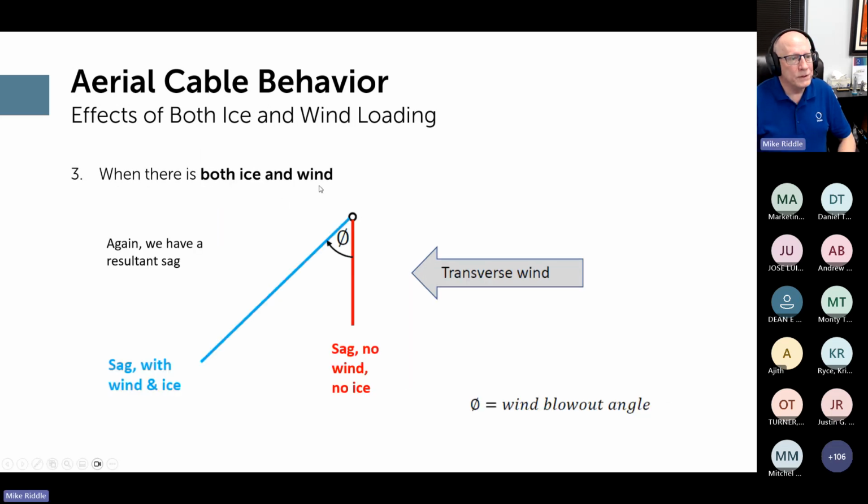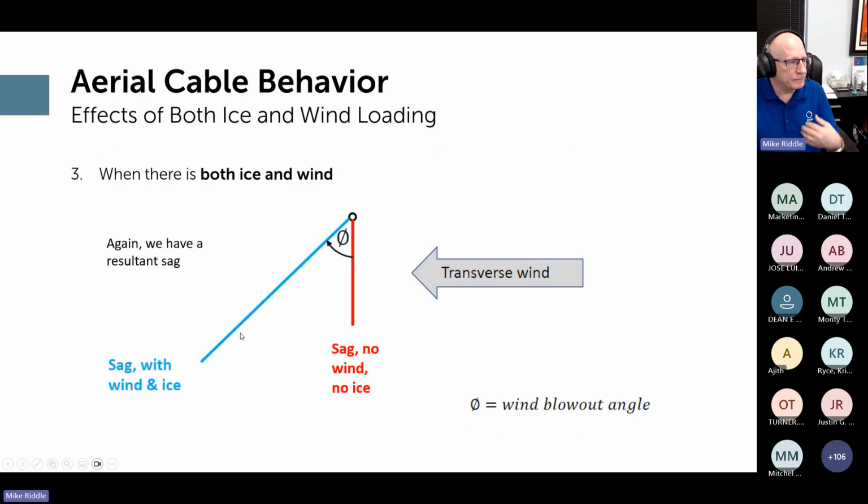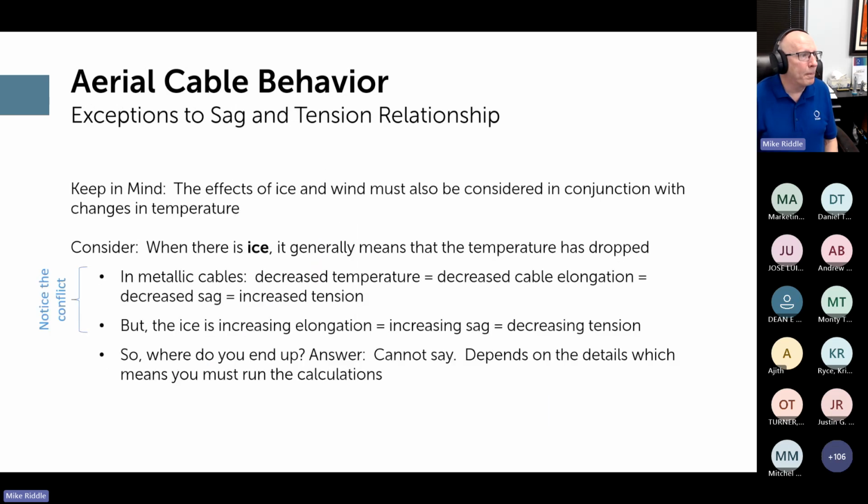And then you have both ice and wind. Basically, it's a repeat of just the wind, except the additional weight of the ice is going to increase the sag even more. So they'll work together to, in effect, increase your total sag. Keep in mind that the effects of ice and wind should also be viewed in conjunction with changes in temperature. In other words, when you've got ice on a cable, it generally means that the temperature has dropped. So that makes this relationship more complex.